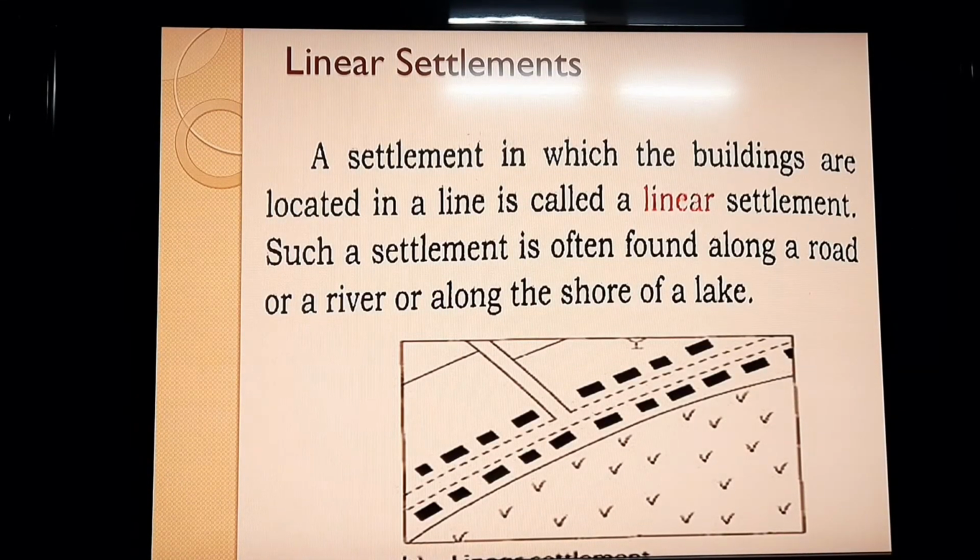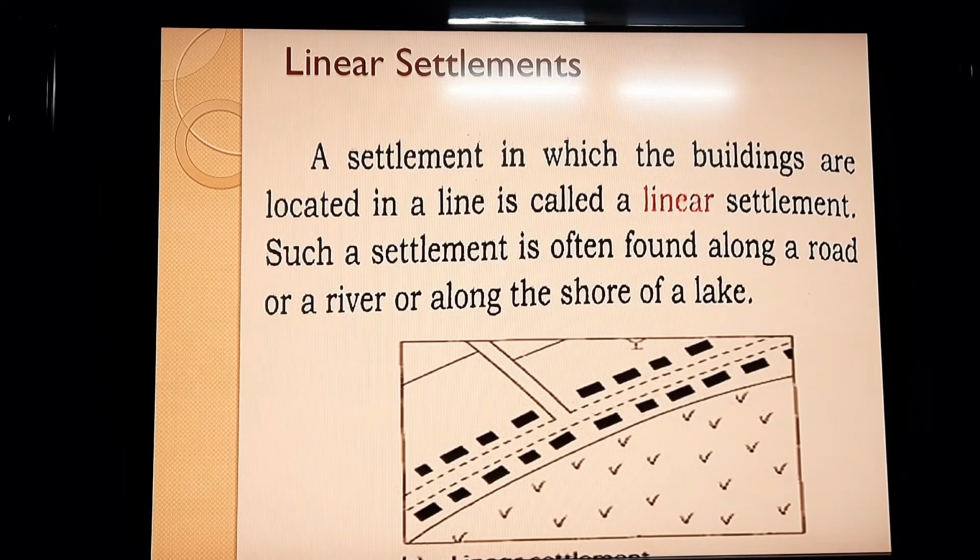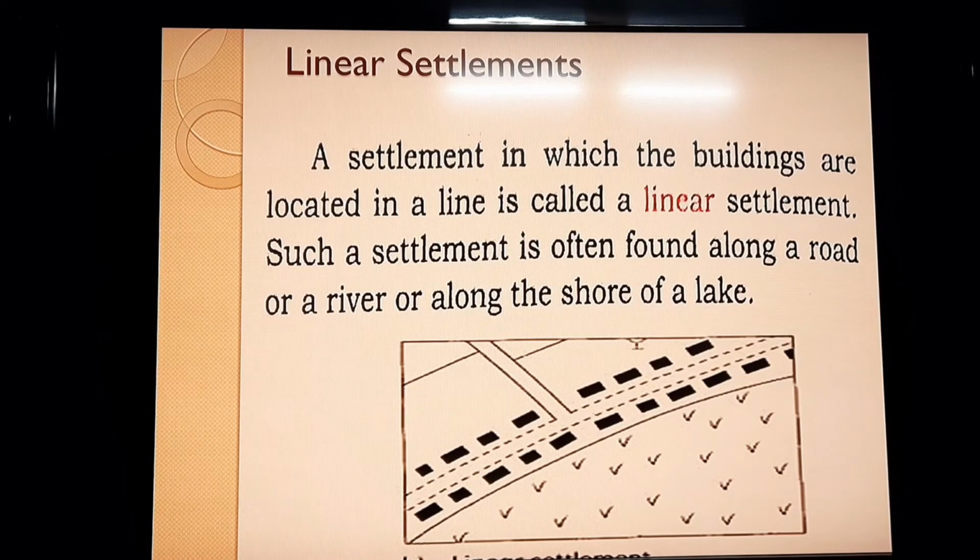The last settlement pattern is the linear settlement pattern. A settlement in which the buildings are located in a line is called a linear settlement. As the name suggests, all the buildings are in a line. Such a settlement is often found along a road, a river, or the shore of a lake. You can find such buildings constructed along roads, and they come in the category of linear settlement. As you can see in the picture, the road is going in between the two settlement areas, on both sides of the road.